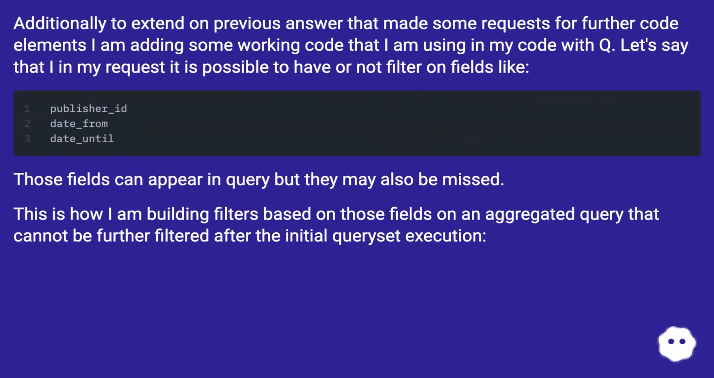Additionally, to extend on a previous answer that made some requests for further code elements, I am adding some working code that I am using in my code with Q. Let's say that in my request it is possible to have or not filter on fields like. Those fields can appear in the query, but they may also be missed. This is how I am building filters based on those fields on an aggregated query that cannot be further filtered after the initial query set execution.